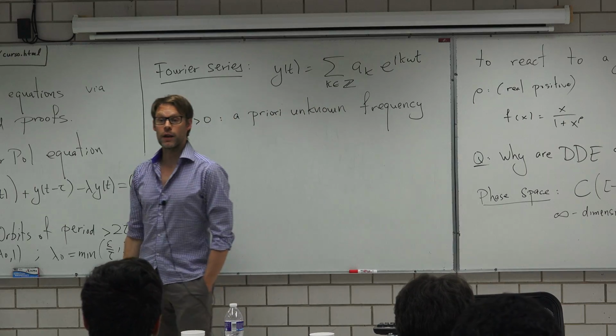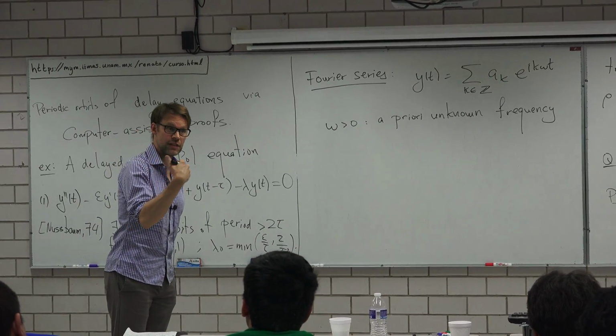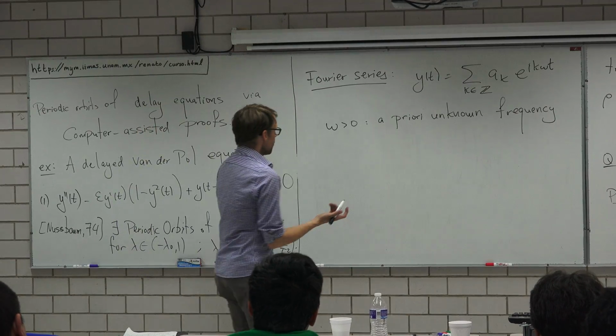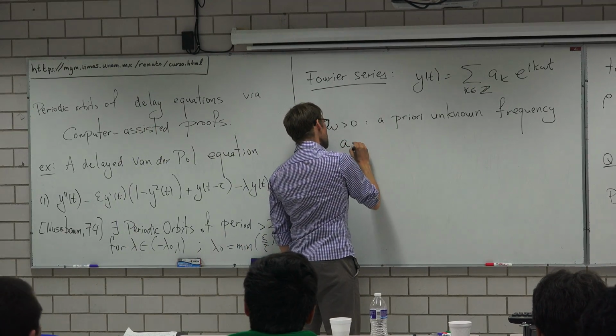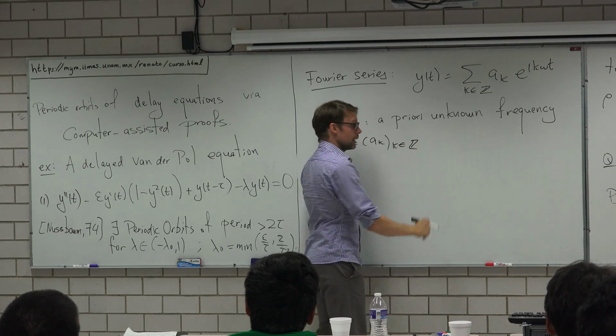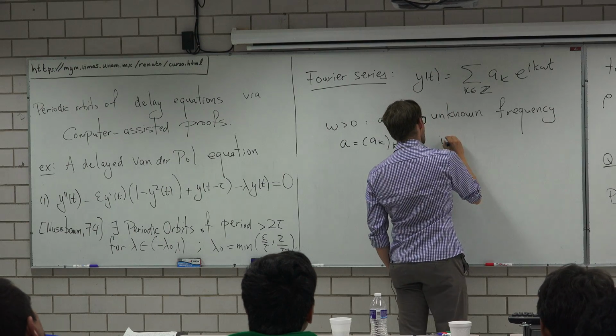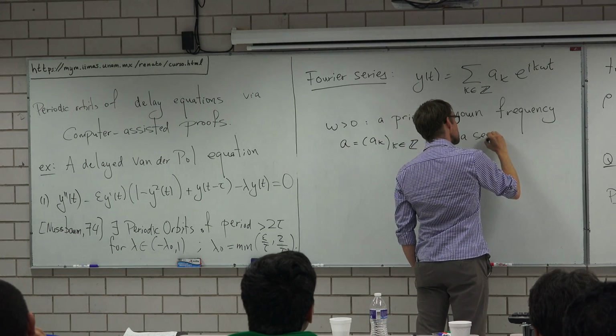Yesterday I was writing things as power series and treating A as an infinite sequence of Taylor coefficients. Now I have the same notation. So A, instead of being indexed over n, is indexed over z, and now it is a sequence of Fourier coefficients.